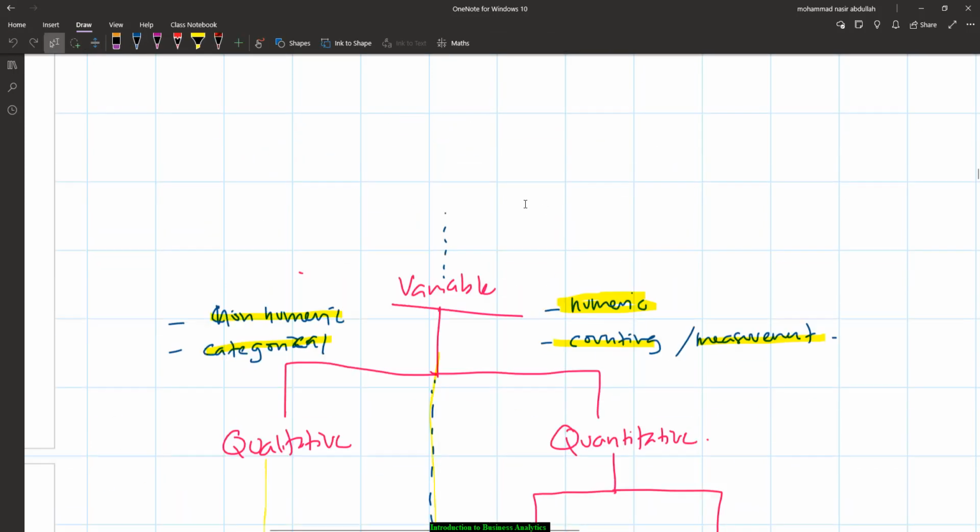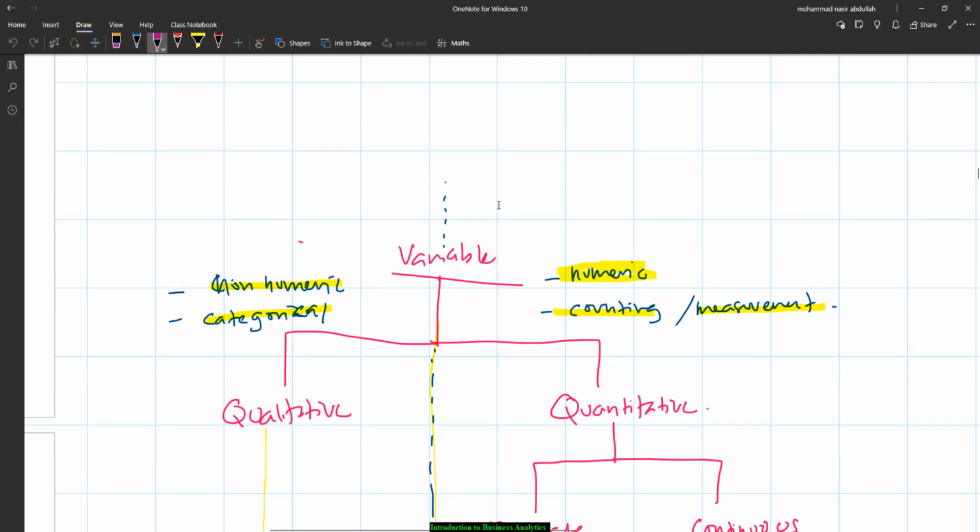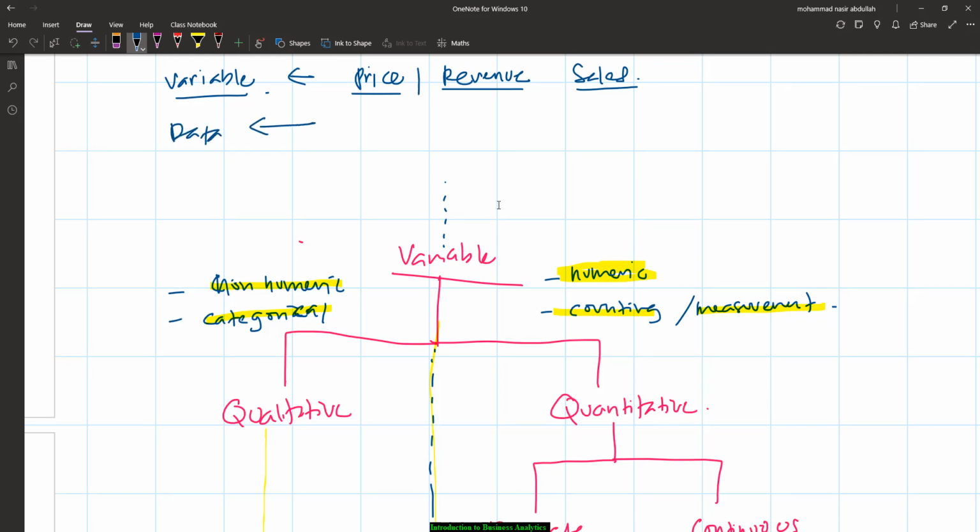Data, apa beza data dengan variable? Okay, variable. Variable is something that we are interested to study. For example, price, revenue, sales, right? So this is what we call a variable, something that we are interested to know. Data is the value inside that variable. Let's say price 15 ringgit 20 cents, 12 ringgit 59 cents, right? So this is what we call data.